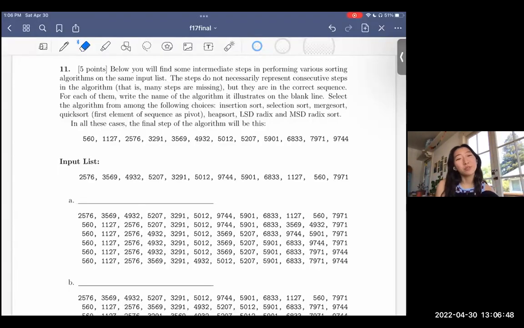The final problem of fall 2017 is question 11, and this is a sorting identification problem. I think these are a little tedious, but they're also kind of fun. It's like a little mystery we're going to solve.